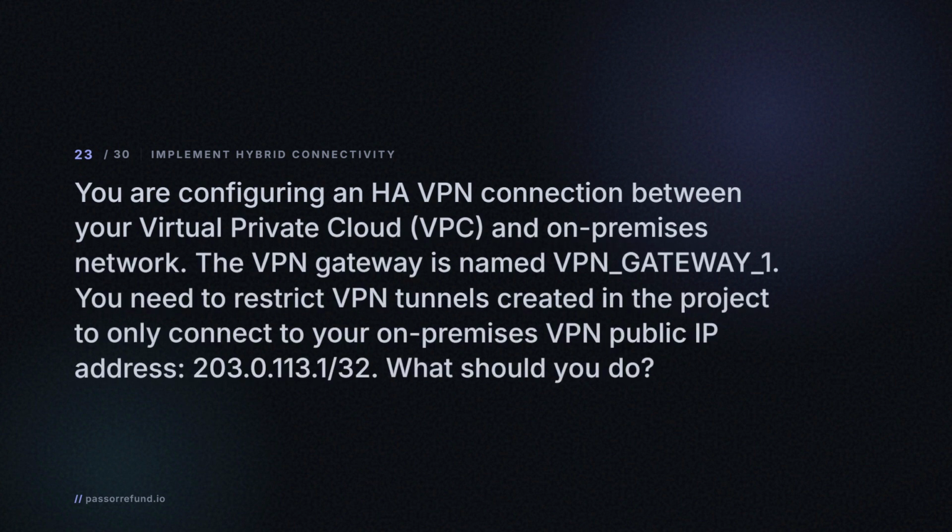You're setting up an HA VPN connection between your virtual private cloud, VPC, and your on-premises network. The VPN gateway is called VPN Gateway 1. You need to make sure that the VPN tunnels created in your project only connect to your on-premises VPN public IP address, 203.0.113.132. What should you do?